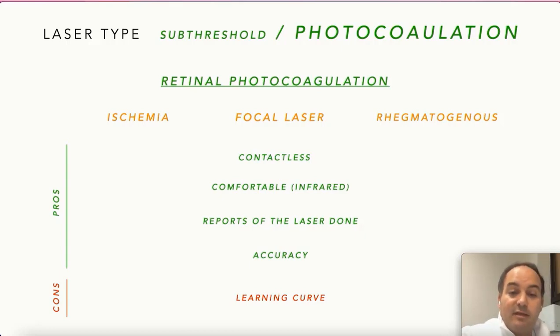And the accuracy, I mean, here you are going to be sure that you are going to hit wherever you want to hit the retina. You have the caution areas where you don't want to hit the retina, and this way you're going to be able to get closer to the macula in case you need it. Of course, the cons would be the learning curve. I mean, it's an electronic device and you have to learn how to use it.